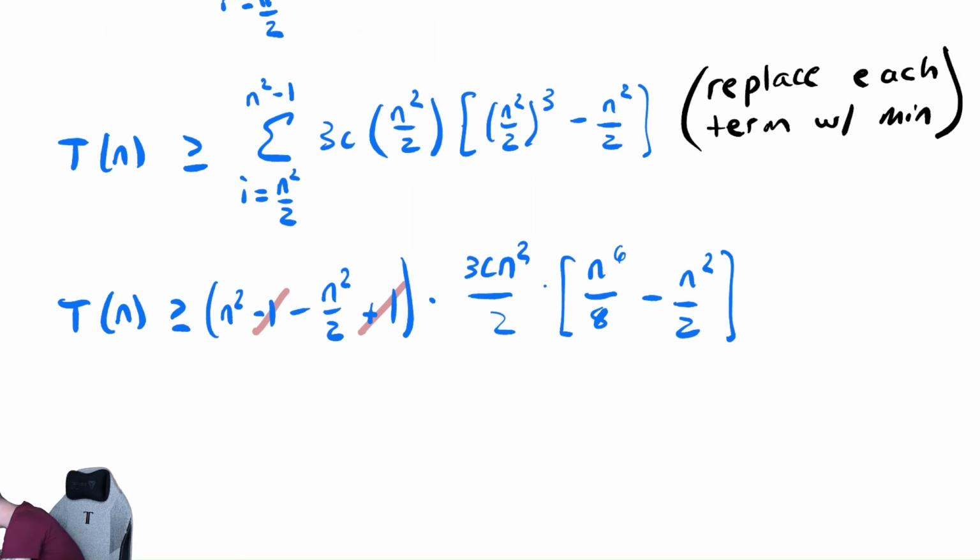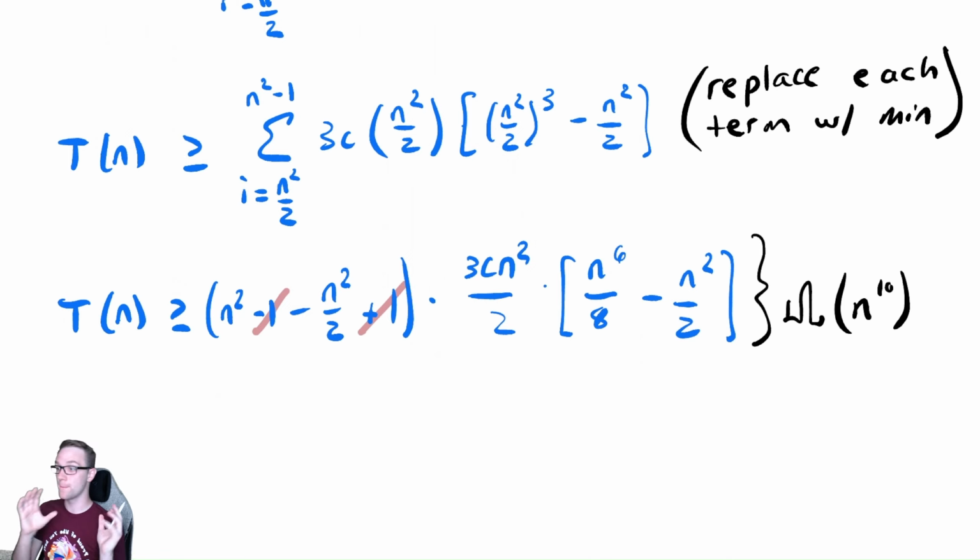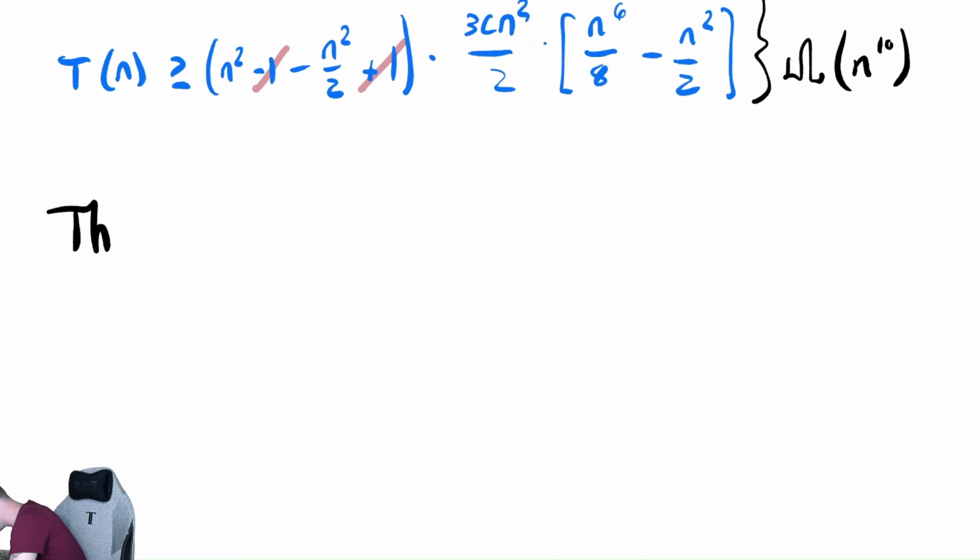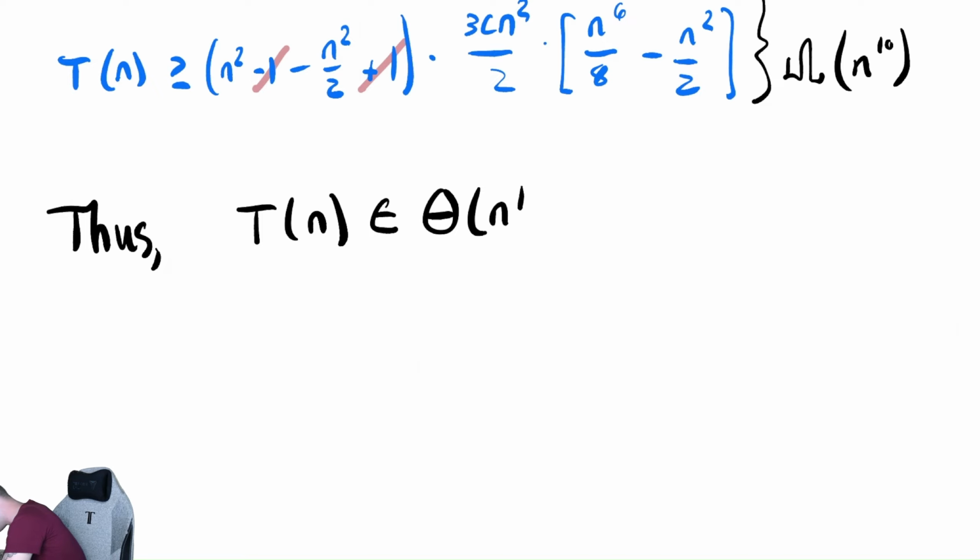That's very, very convenient because our upper bound was also n to the 10th. So we get omega of n to the 10th. If you are in big O of a function and big omega of that exact same function, you are in theta of that function. So after all of this work, we can finally conclude that we are in theta of n to the 10. And after all that, I think we deserve to get a nice highlighting around that answer. So we have that as our final conclusion.